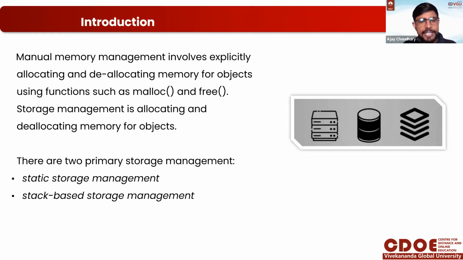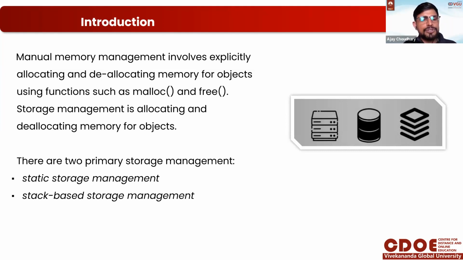This function is used for allocating manual memory management. And the second one is free. The free method is used for deallocating the memory space in our storage management. So that means storage management is allocating with the help of the malloc function and deallocating memory for an object with the help of the free method.